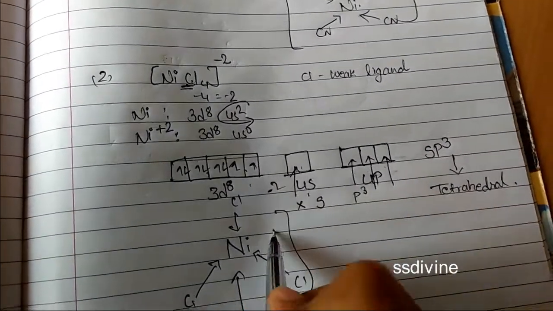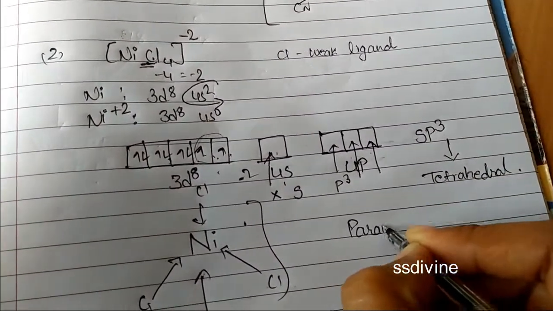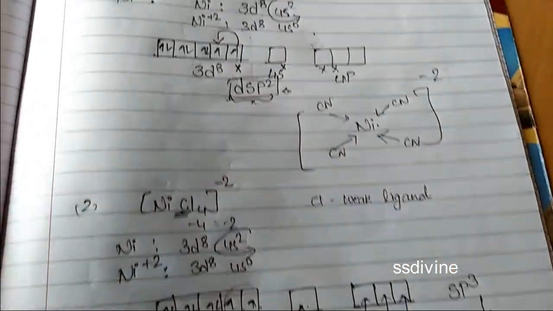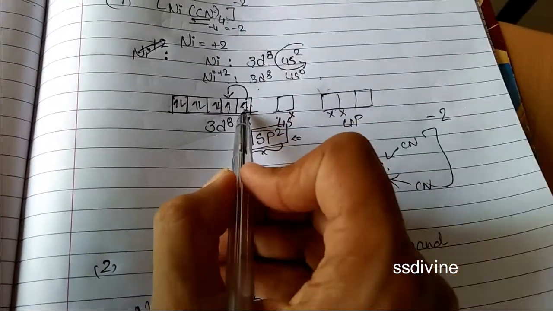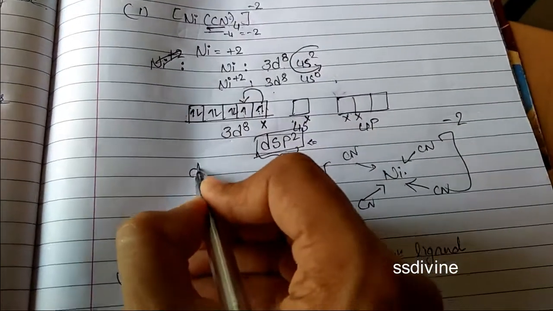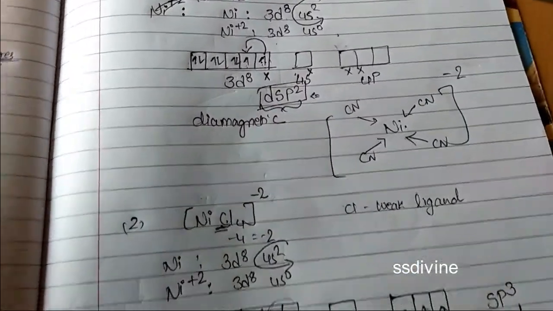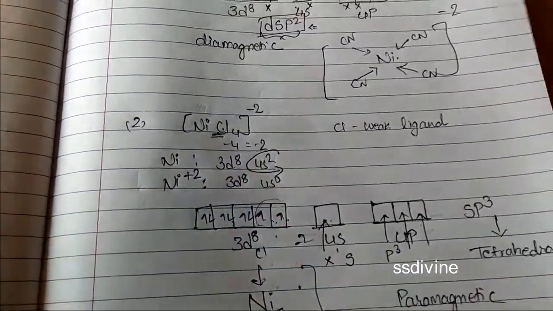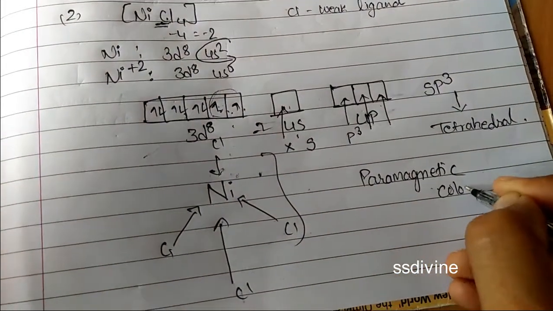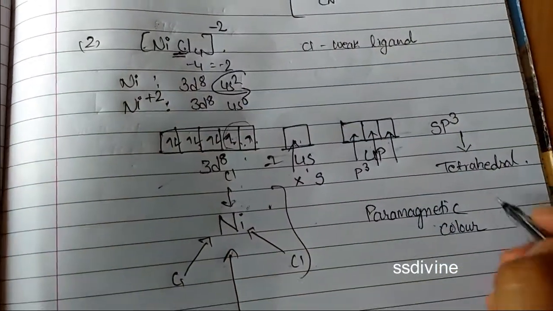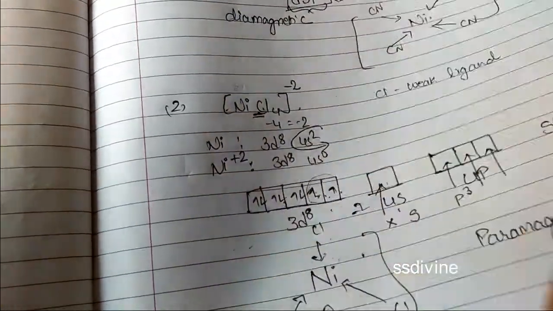Clear? So now this complex is paramagnetic because there are 2 unpaired electrons. Whereas the above complex was diamagnetic because here the electrons are getting paired up and no single electron is there. Now, whenever it is paramagnetic, the complex will generally be colored. So this [NiCl4]2- is a colored complex. Clear?